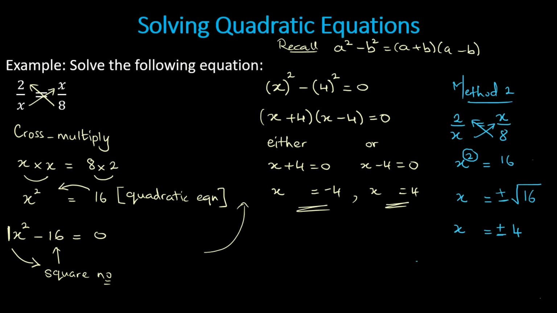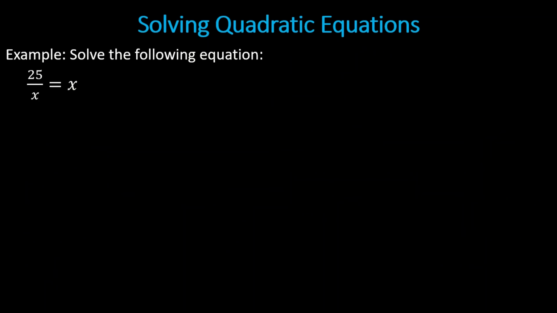So again, we obtain two answers: x equals positive 4 or x equals negative 4, right? Okay, so this is the second method that you can use. You decide which method is more appropriate for you. Now we continue with another example.